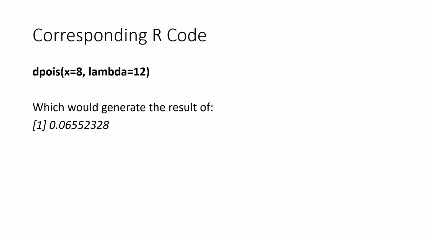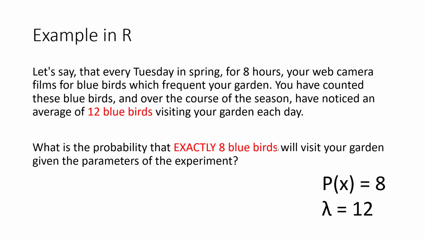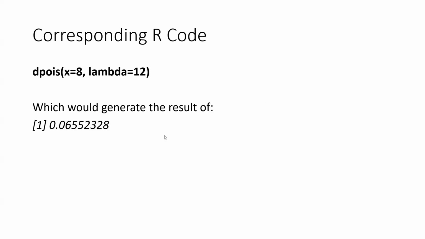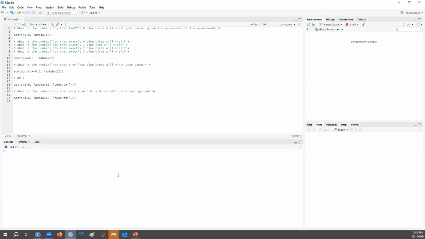But in any event, here we have our x equals 8, lambda equals 12, and x equals 8 because we're looking for exactly 8 bluebirds, and the average is 12. Okay, so lambda is 12, x is 8. All right, so if we enter this into R, this generates the result below. All right, so let's do that quickly. Let me get R set to go. There we are.